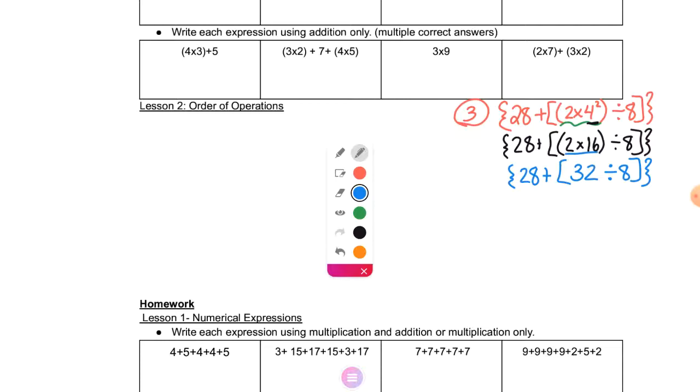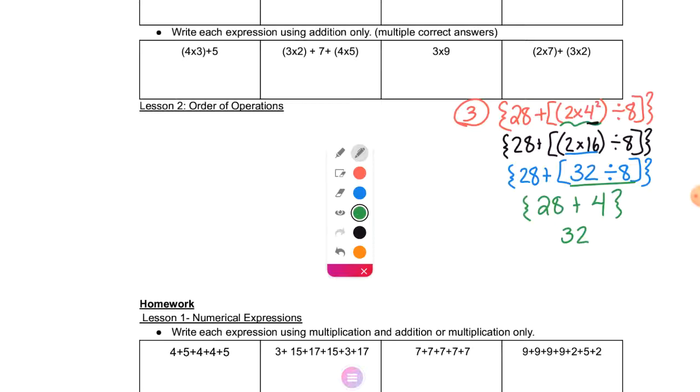Jackson, where are my eyes going now? 32 divided by 8. Good job. 32 divided by 8 is what? 4. I can get rid of my brackets. I just have my fancy little braces now. Augie? 32. So yeah, this one, the whole problem was in grouping symbols. Did those braces really do anything on the outside? No, they did absolutely nothing. They were just trying to confuse you. So that goes all the way down to 32.